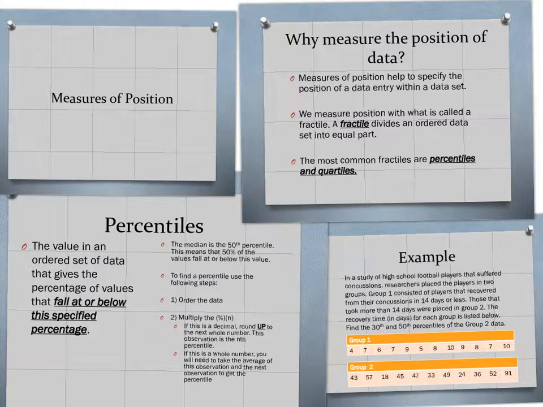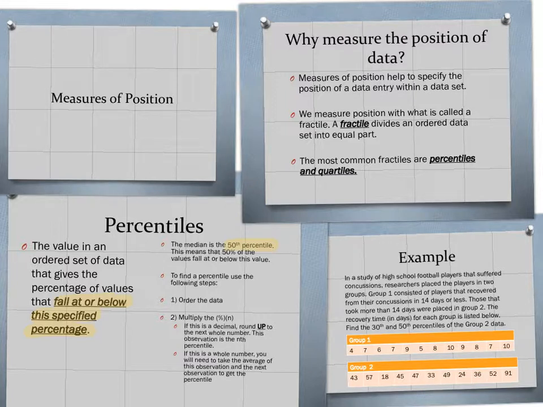The first thing we're going to talk about are percentiles. A percentile is the value in the ordered data set that gives the percentage of values that fall at or below a specified percentage. The most common one that we're going to build off of is the median. The median is what we call the 50th percentile, and that means that 50% of the values fall at or below it. We're going to talk about other percentiles, such as the 30th percentile, which means 30% of the values fall at or below it. But I need you to remember that a percentile means that things are falling at or below that value. The steps to find a percentile are fairly simple.